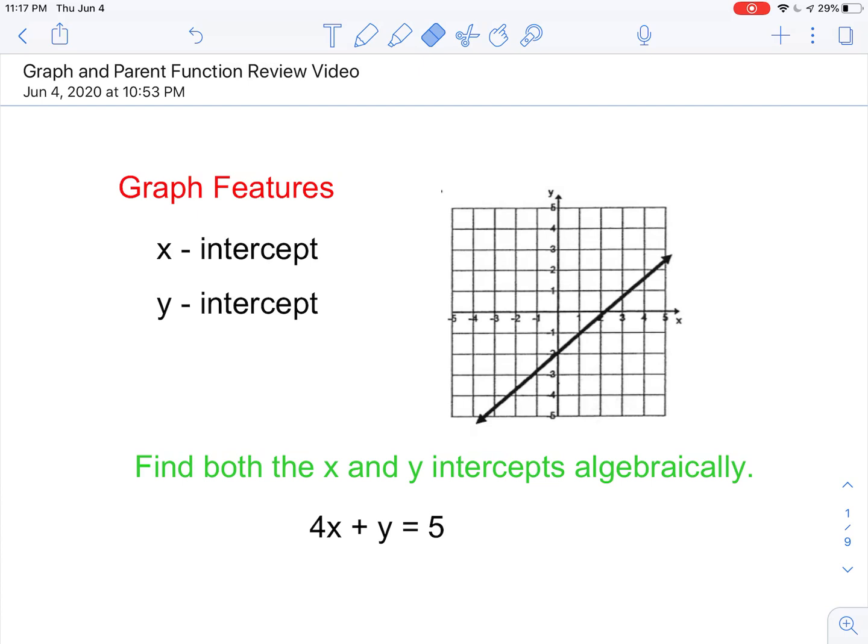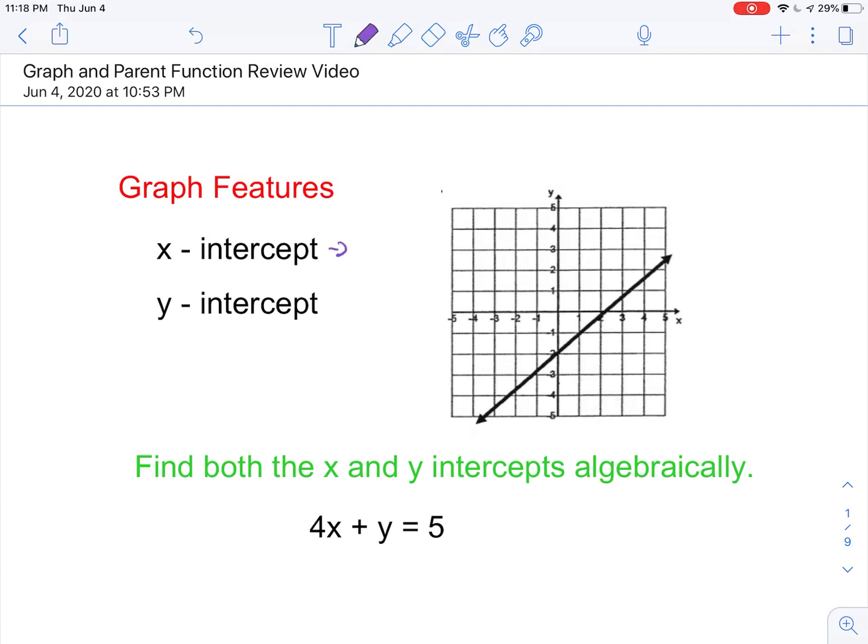Hey guys, today we're going to be talking about graph features. Hopefully we all remember how to plug things into the y equals button on our calculators to get the pictures of the functions for us. Today we're going to talk about some specific graph features, some specific vocabulary that goes along with it, and in many cases how to calculate these algebraically.